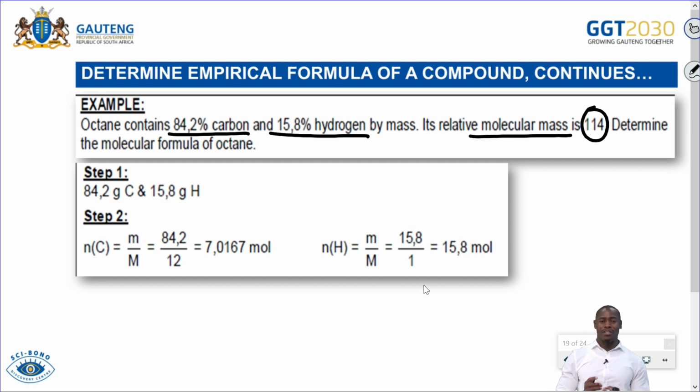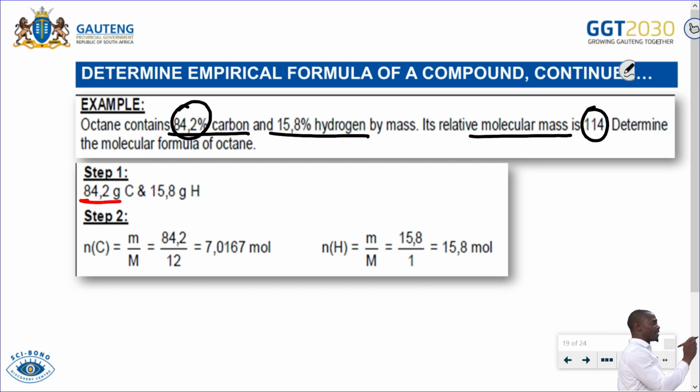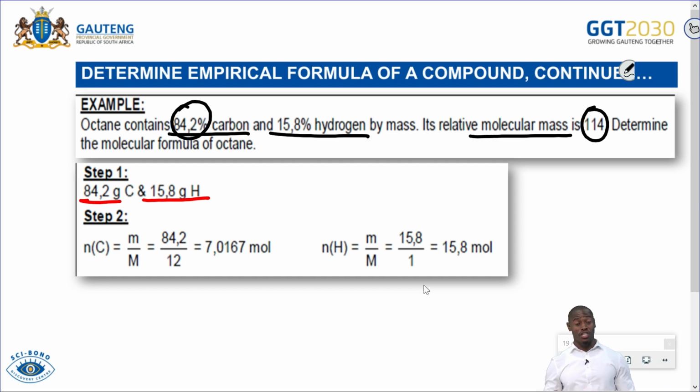First thing that we need to do is to start with the empirical formula, okay? So you express those percentages as masses, right? The percentage of carbon is 84.2, which means that the mass of carbon would be 84.2, right? What is the percentage of hydrogen? It is 15.8, which means that the mass of hydrogen will be 15.8, all right? Then from here, we have to calculate the number of moles of each element, right?